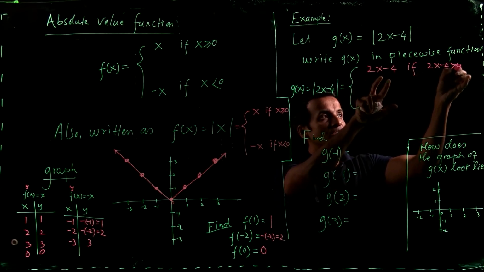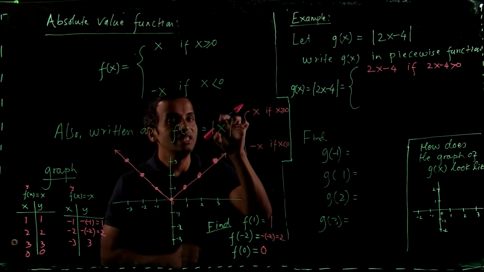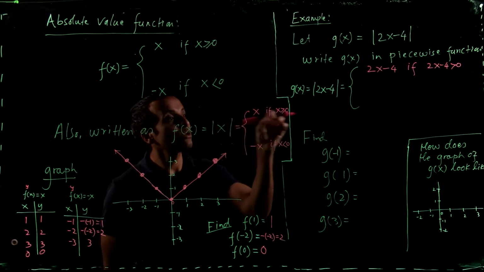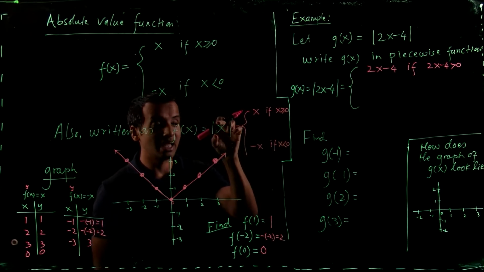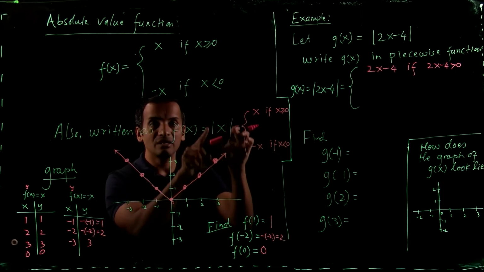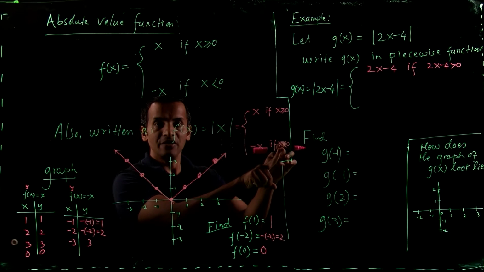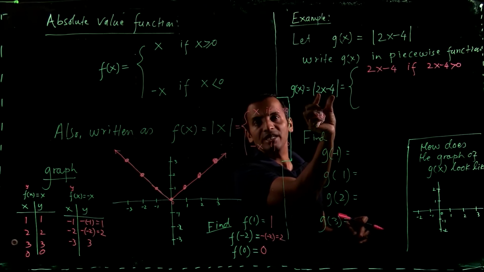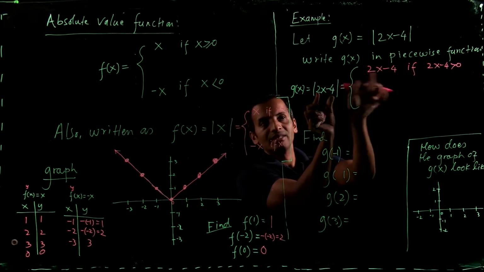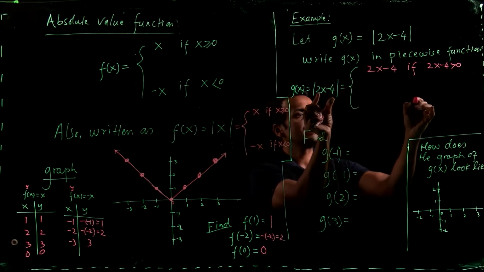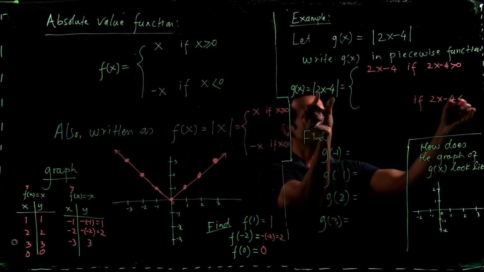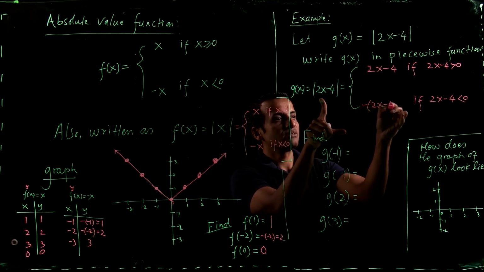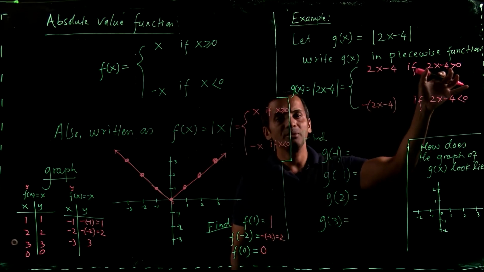2x minus 4 is positive. Did you see that? If this quantity is positive, you write just that thing, whatever is here. But if this quantity is negative, then you multiply this by negative to get rid of the absolute value. So whatever quantity is inside the absolute value, if this quantity is positive, then you write exactly the same thing. If this quantity is negative, if 2x minus 4 is negative, then what do you write? You multiply by a negative sign, negative of 2x minus 4. Okay, but you can simplify this.